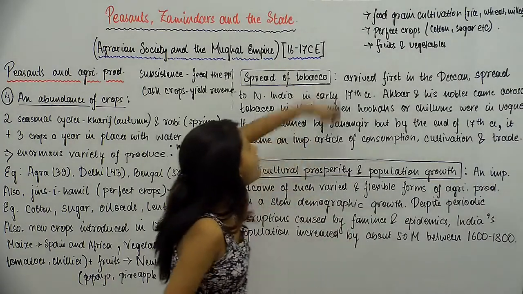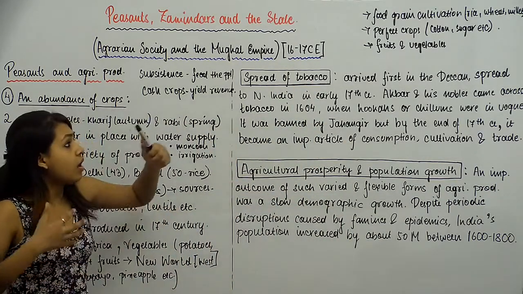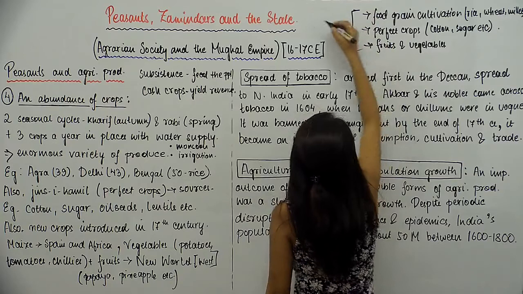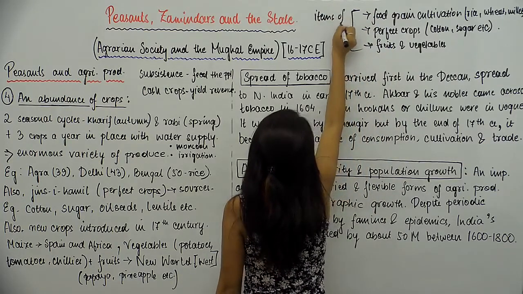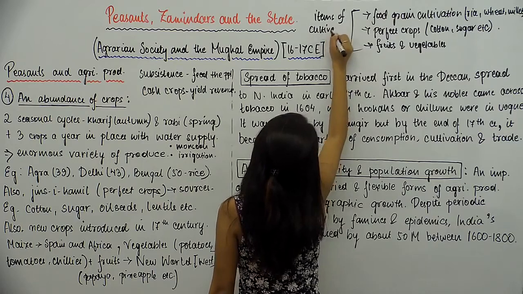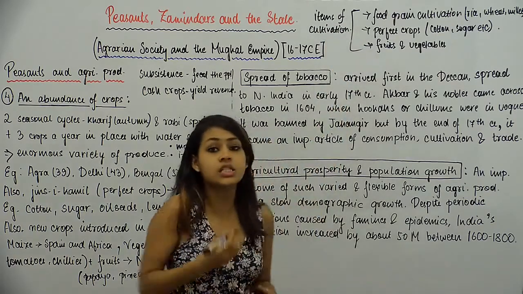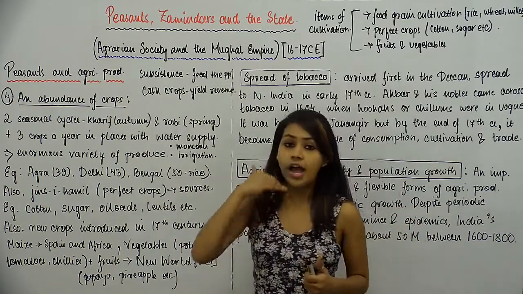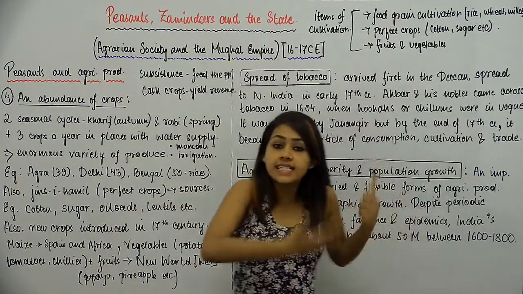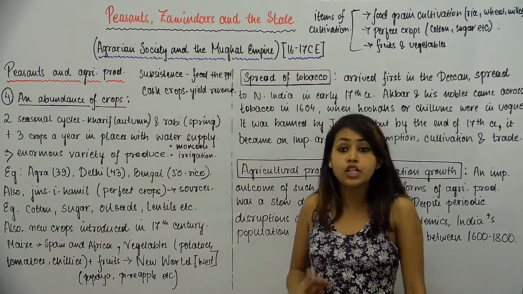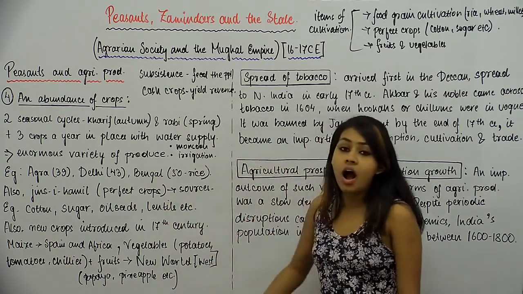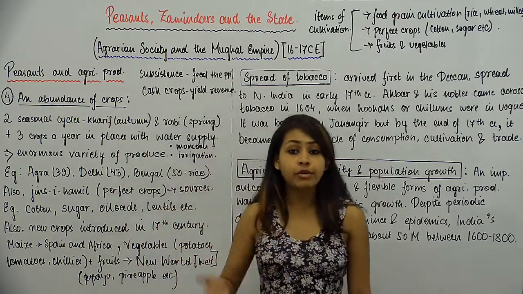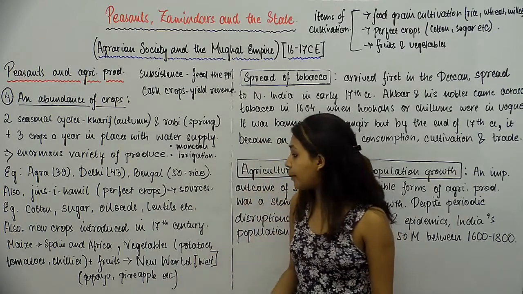But anyway, this is how the cropping pattern, the items of cultivation, changed over the years. This is how the pattern was made. This is the kind of pattern that existed in history when we talk about agricultural production in our country. So earlier we had food grain cultivation, and then we just started reforming our agricultural production. So that is how it happened.